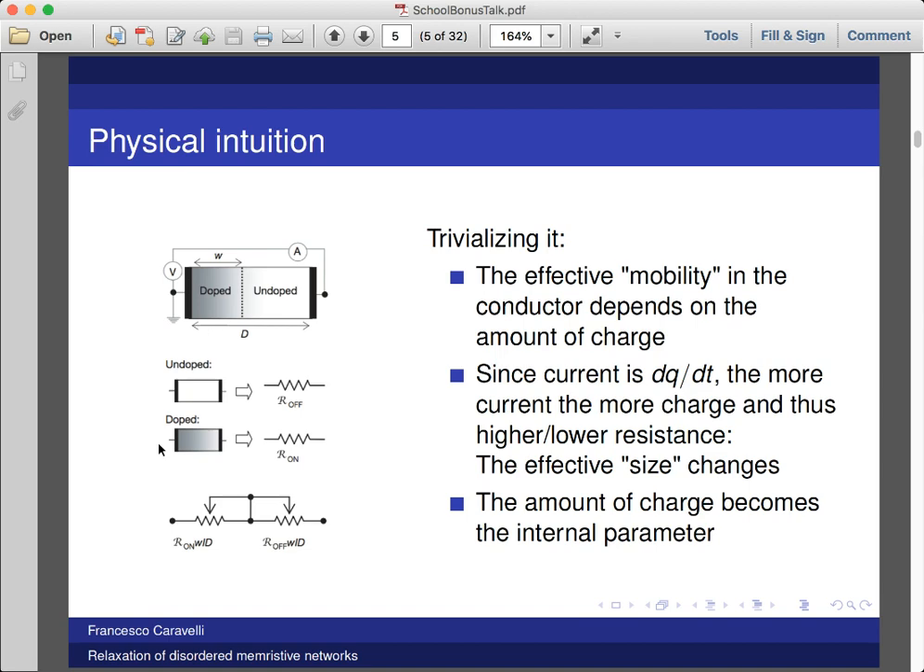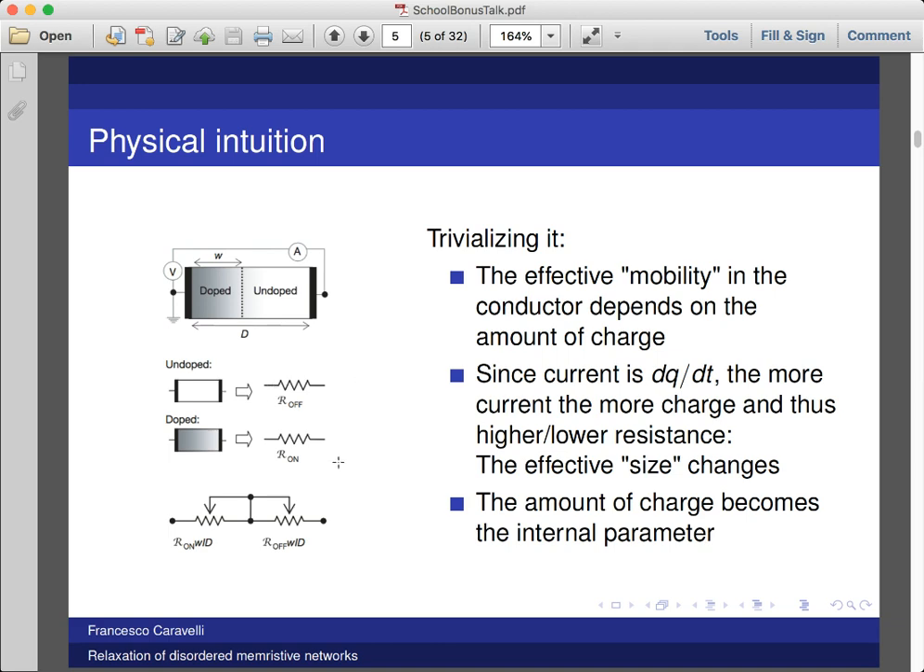The physical intuition is basically the following, and again, this model has been criticized, but in order to understand what's happening, it's good to know it. The idea is the following: as the current passes through, the material gets doped, and the more doped it is, so that's why the D enters the equation. D is basically the amount of material that can be doped, or the length of the material. So the more doped it is, the more conductive the material is.